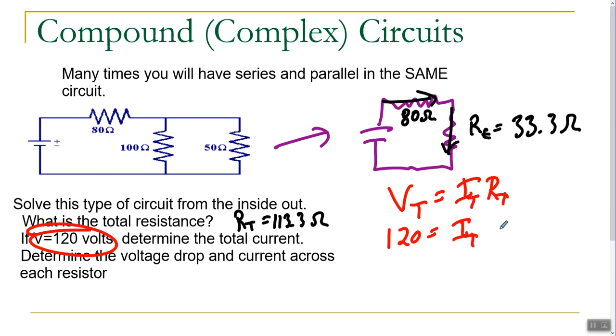Resistance total is 113.3. So I total comes out to be 120 divided by 113.3. So my current is 1.06 amps. So I total equals 1.06 amps.